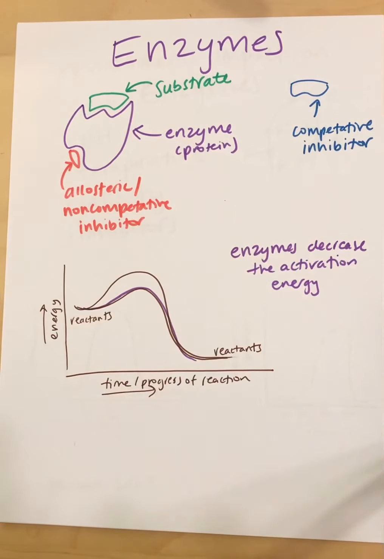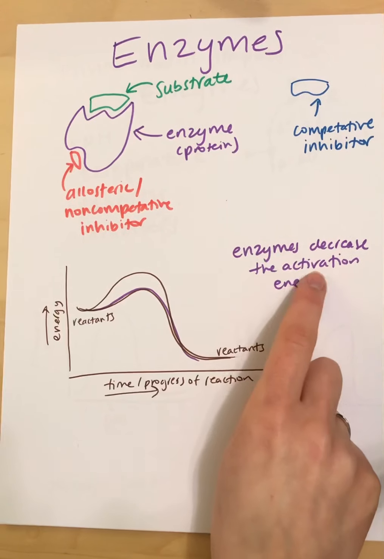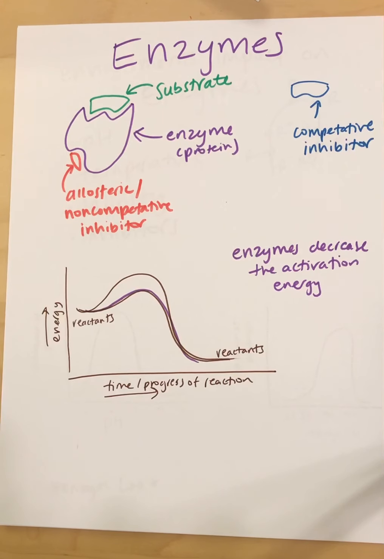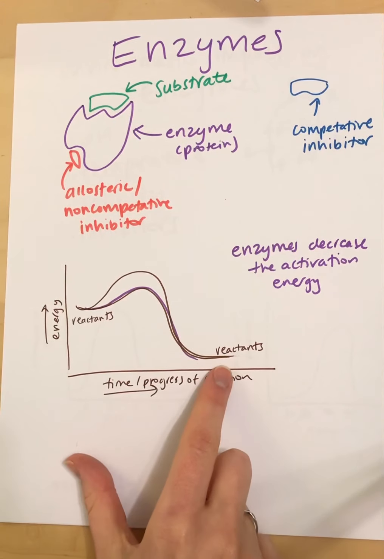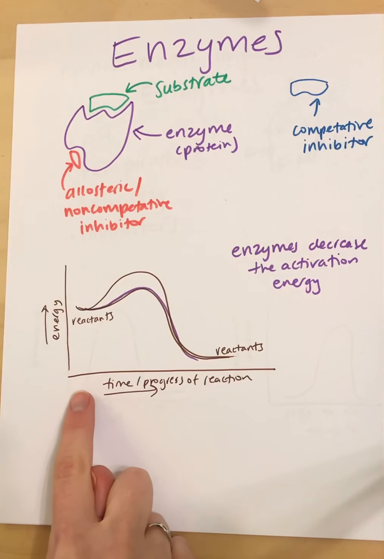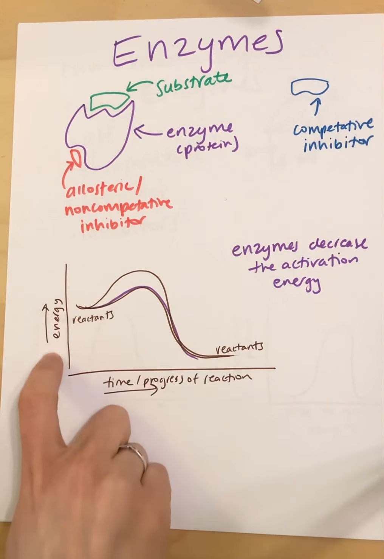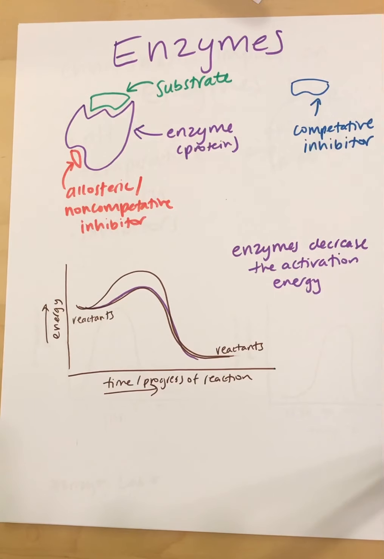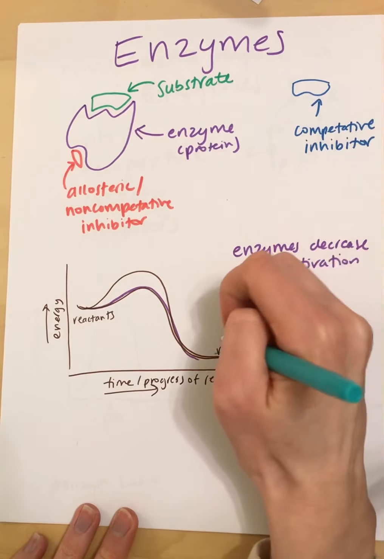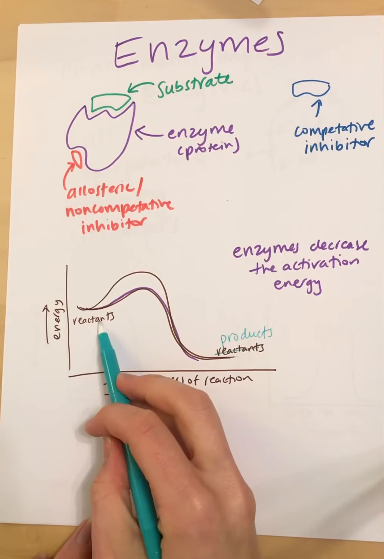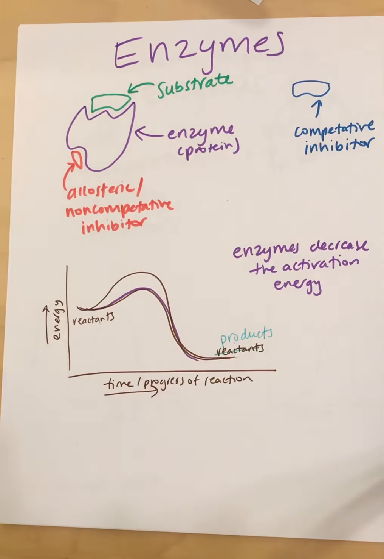Enzymes' major role is that they decrease the activation energy of a reaction. So enzymes basically speed up reactions that would have happened anyway. And this is a graph that we looked at when we were learning about this, where the x-axis is the progress of the reaction, and the y-axis is the energy. This is the energy of the reactants. This is the energy of the products.